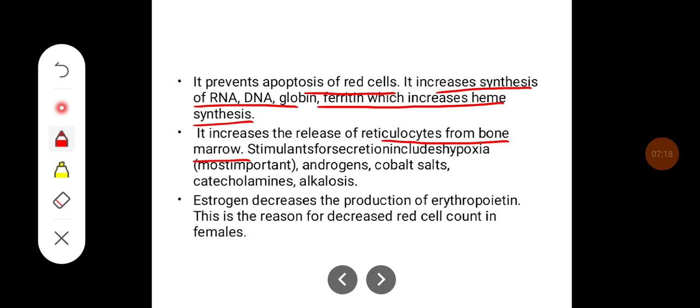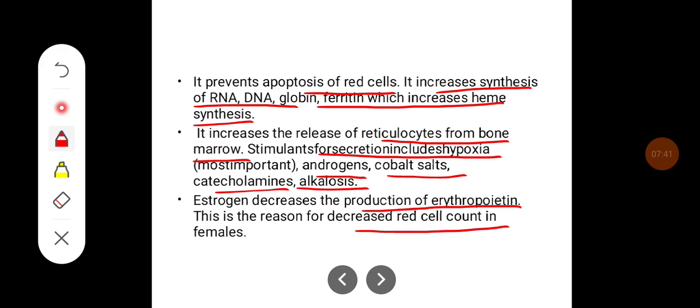Its secretion is stimulated by mainly the hypoxia, androgens, cobalt, catecholamines, and alkalosis. The estrogen decreases the production of erythropoietin, and this is the reason for the reduced red cell count in case of females.